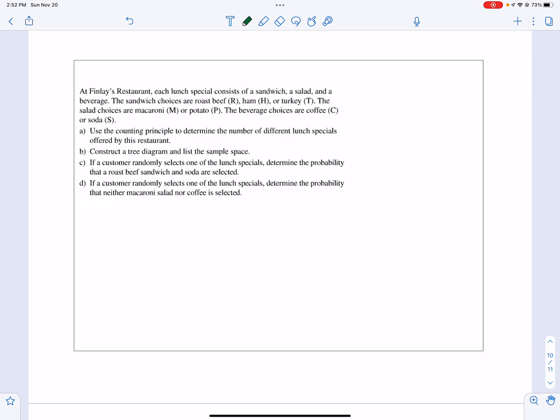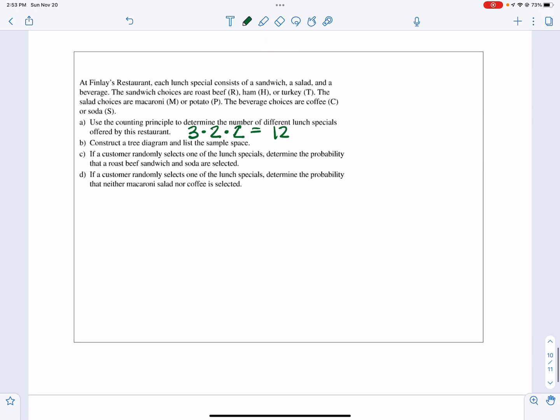So you've got this restaurant. It's got 3 choices of sandwiches: roast beef, ham, and turkey. It's got 2 choices for salad, macaroni or potato. And then it's got 2 choices for drinks, coffee or soda. So if we're using the counting principle, 3 sandwich types, 2 salad types, and 2 drink types gives us a total of 12 possible lunch specials that we could order, okay?